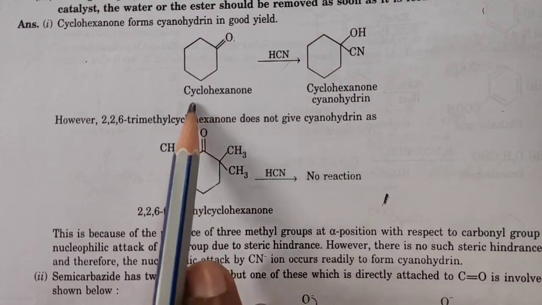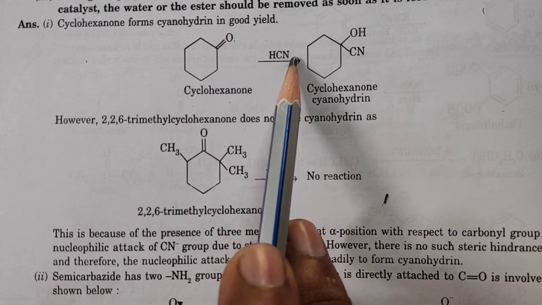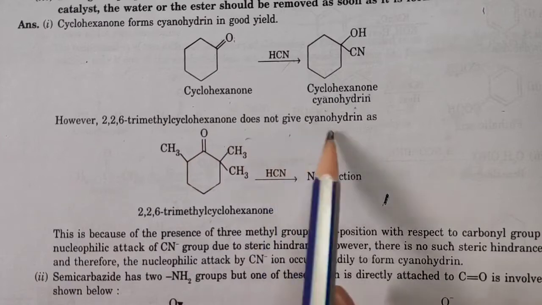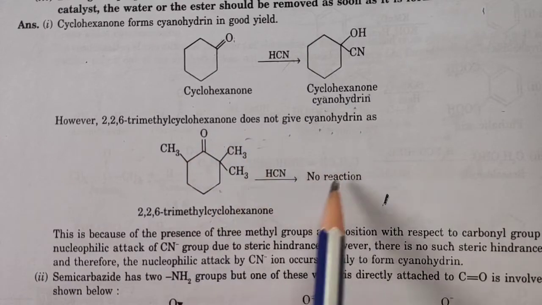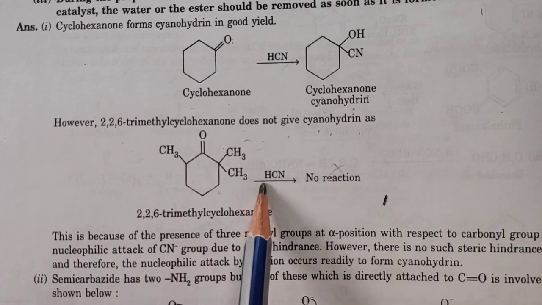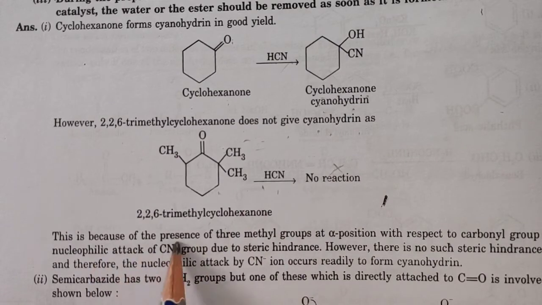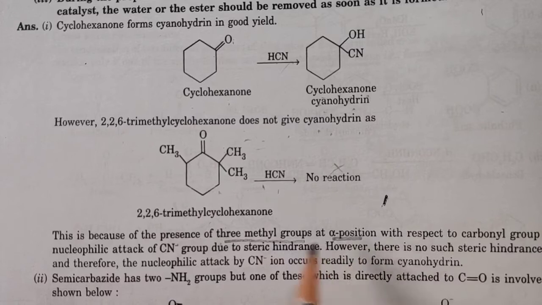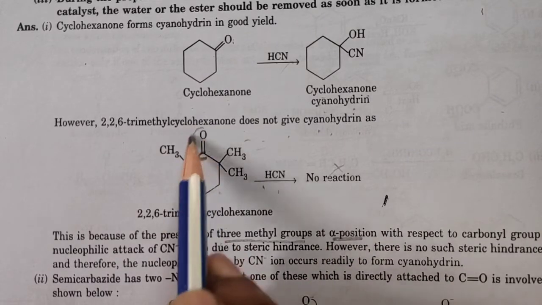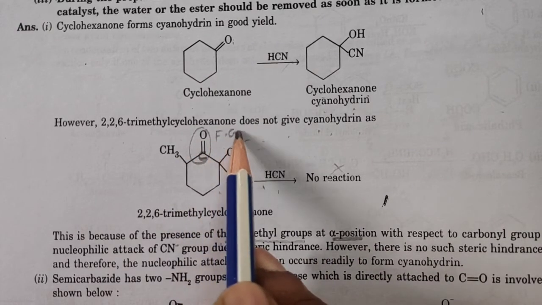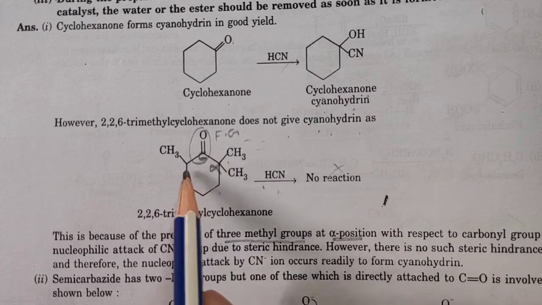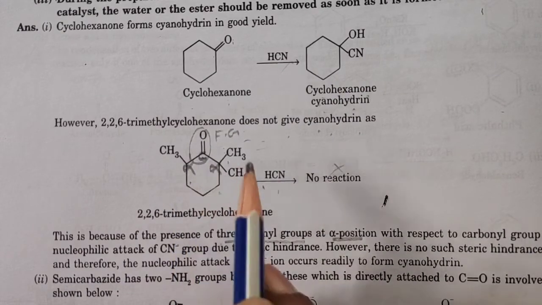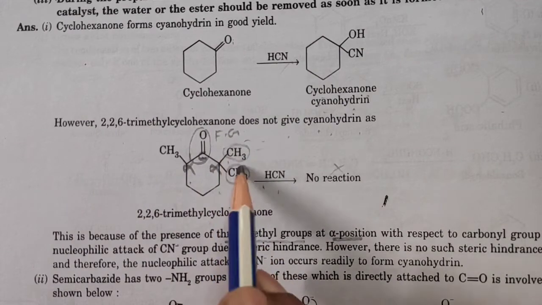You can see cyclohexanone when it's treated with HCN, hydrogen cyanide, you will get cyclohexanone cyanohydrin. Well, this one does not give this reaction with HCN. The reason is the presence of the 3-methyl group at the alpha position. Why? Because this is your functional group, and next to the functional group is alpha. Understood? This is alpha dash and this is alpha.